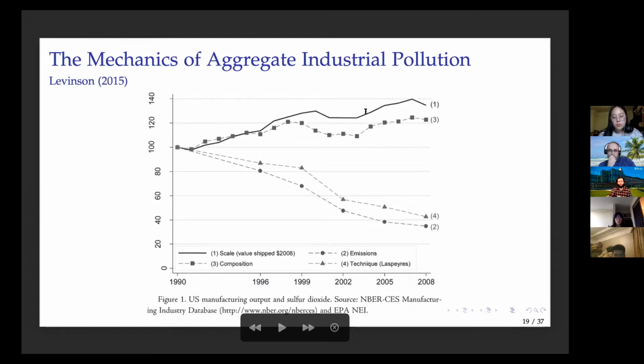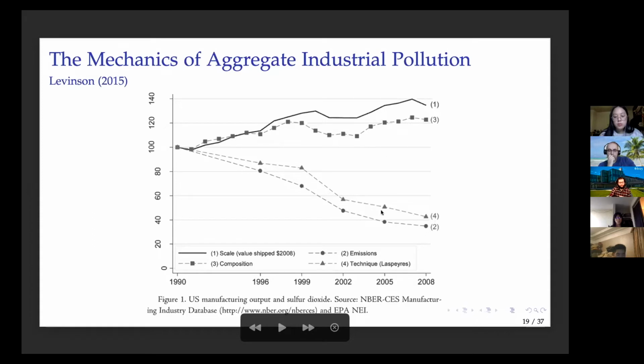Number 1 shows how much of this is due to scale changes. Well, clearly, if it was just changes in the size of manufacturing as a sector, we would actually have seen about a 35% increase in SO2, so that is not explaining what's happening. Number 3 here, this slightly lower line, incorporates changes in composition, so this is that composition effect, and what it shows is that composition would have led to lower emissions than scale on its own, but it still would have caused an increase in emissions in aggregate.